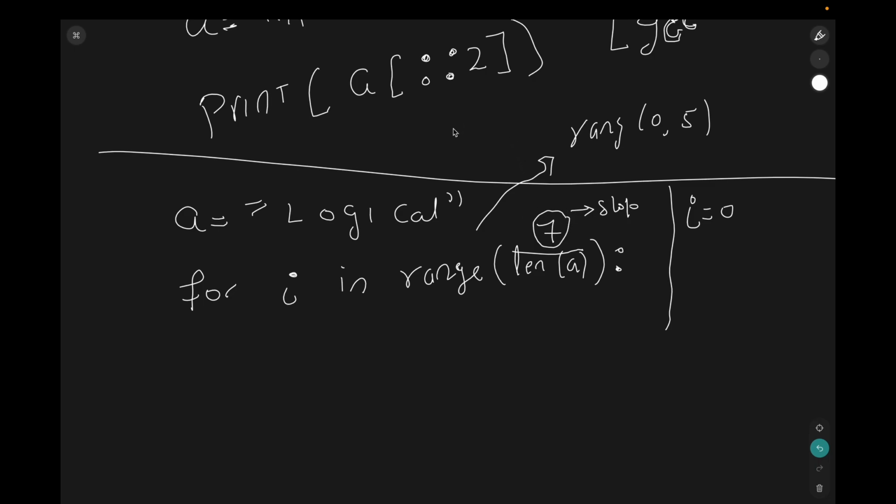But here the question is saying that you have to take which indexes? Those indexes which are even. In mathematics, if we are saying that some number is even or some number is odd, how to check that?